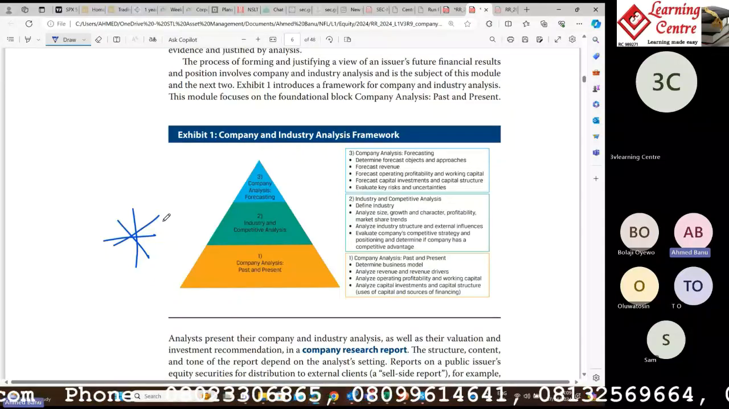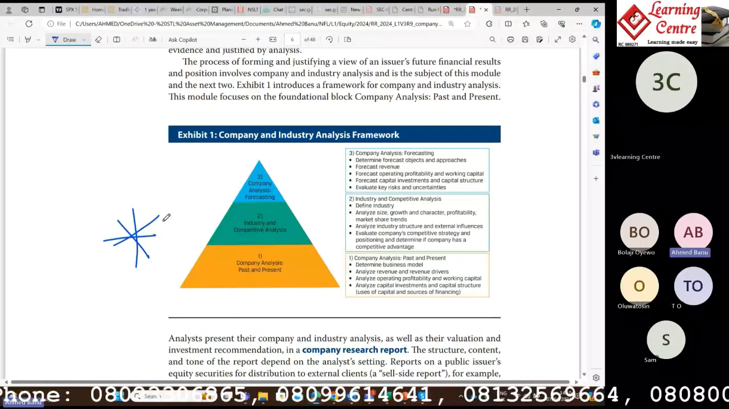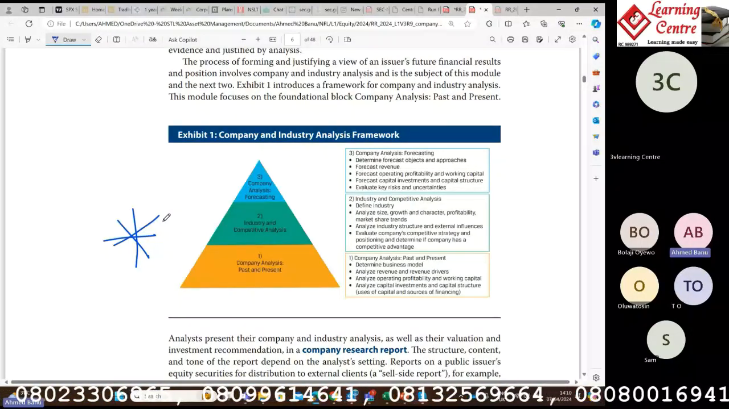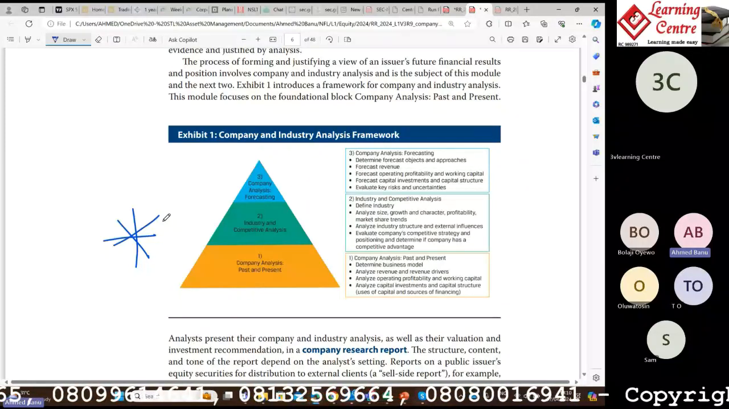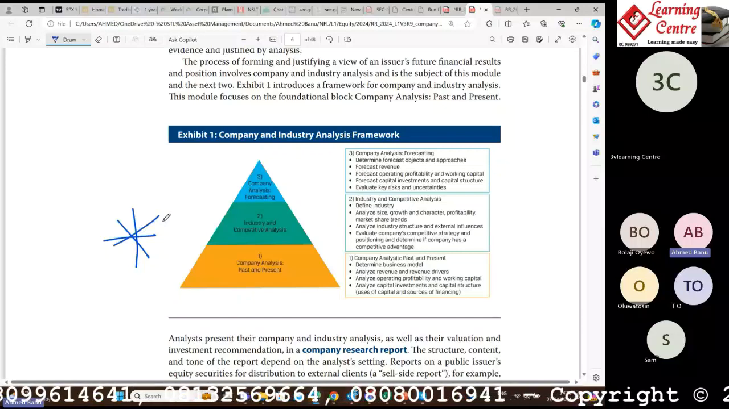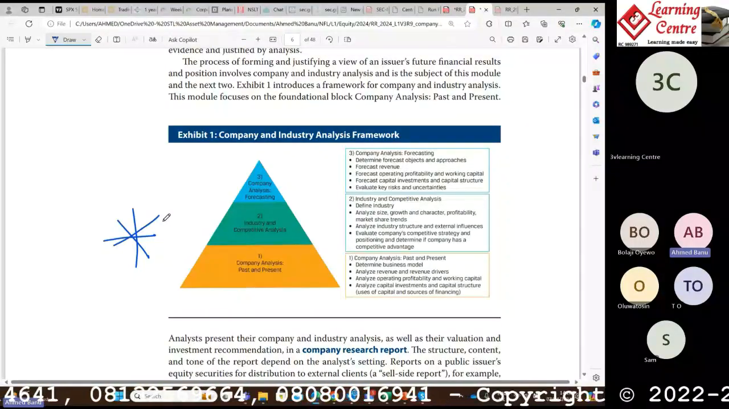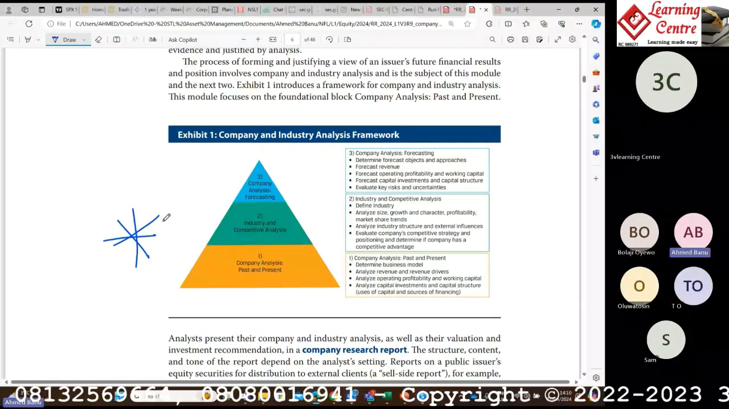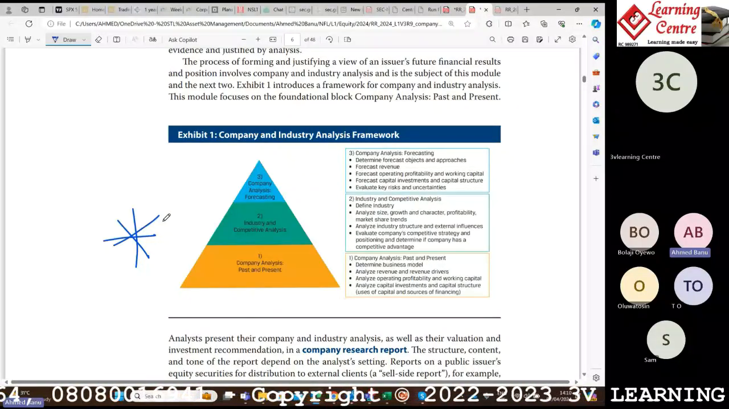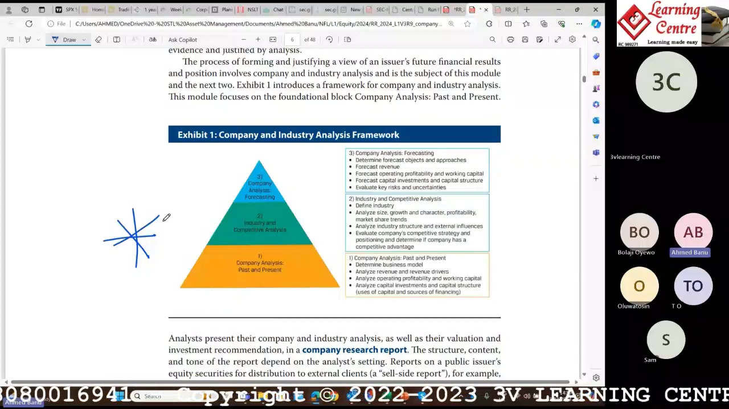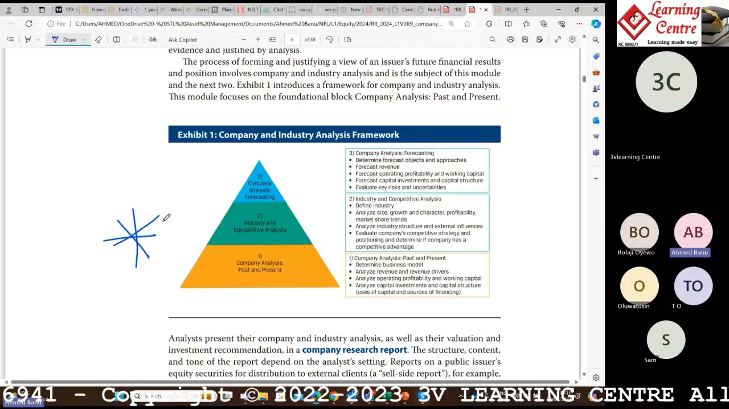Because you know the company, how it generates revenue, its business model, its profitability and all that, you now look at the company in comparison to its peers, identifying its peers and comparing the company to them, and you make a conclusion to see if the company is better than its peers or not.